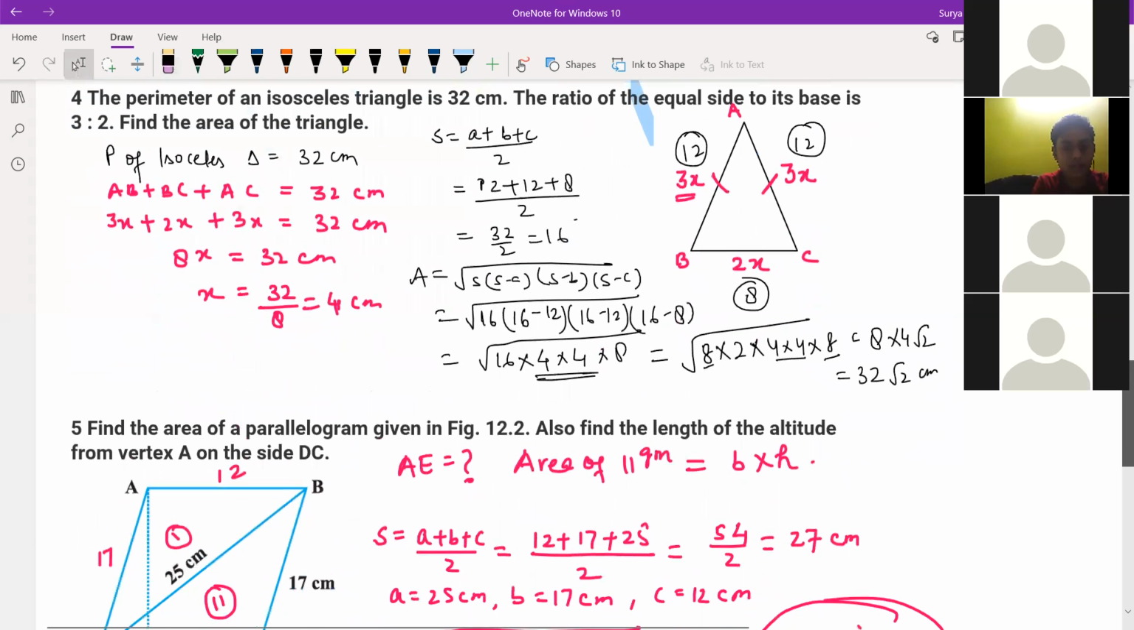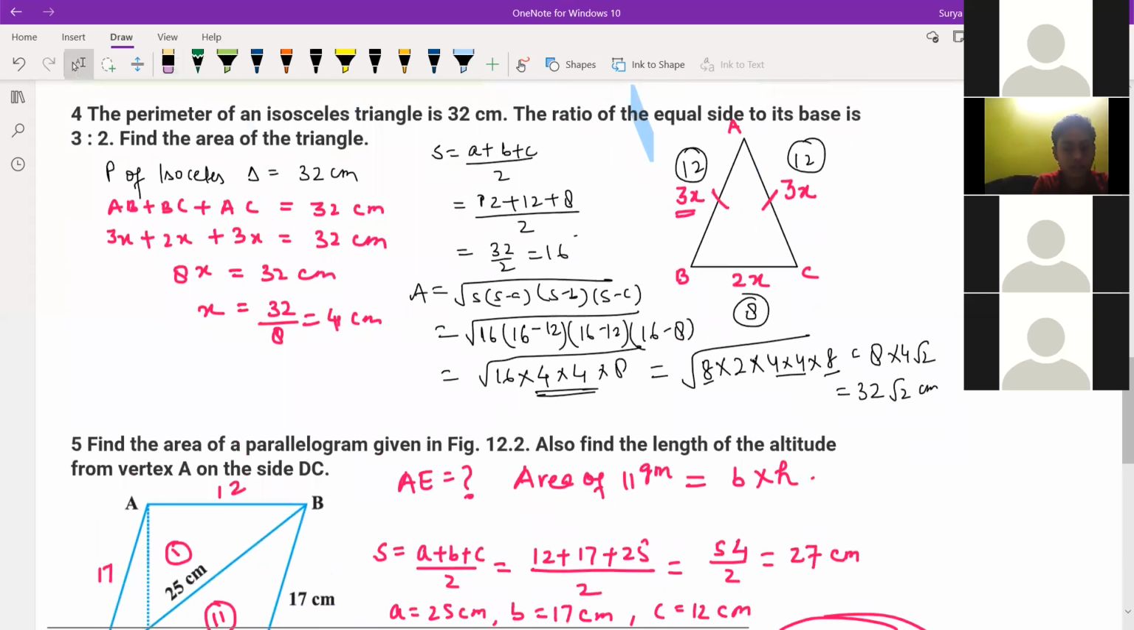Next question is the fourth one. The perimeter of an isosceles triangle is 32 centimeter. The ratio of the equal side to its base is 3:2. Find the area of the triangle.